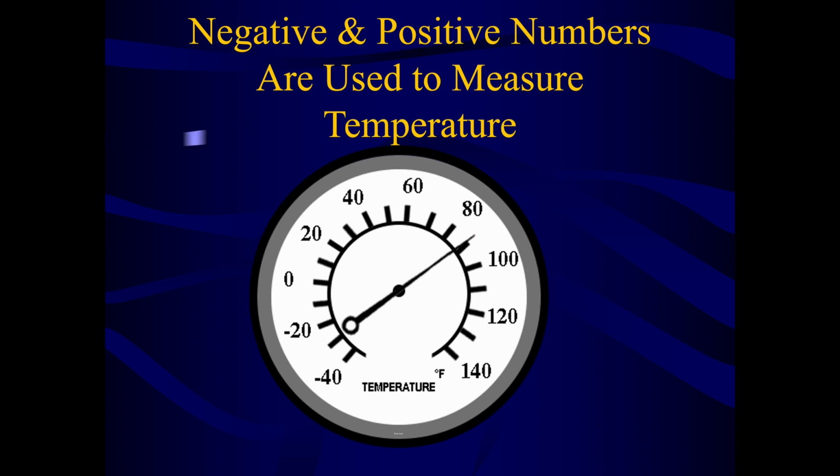Negative and positive numbers are used to measure temperature. See our temperature gauge? Almost 85 degrees Fahrenheit. The F on the bottom shows we're measuring by Fahrenheit. But as we look at these numbers, we can see the 0 is not in the center, so we have to find the 0. Then we can find our negative numbers, -20 and -40, on the left-hand side of the 0. And on the right-hand side of the 0, we have 20, 40, 60, 80, 100, 120, and 140. This is one example of how we use negative and positive numbers when measuring temperature.